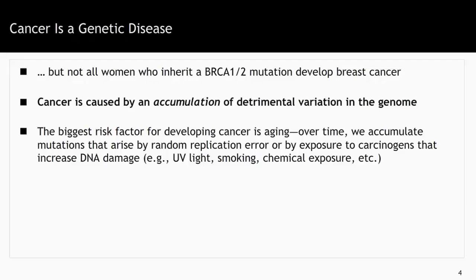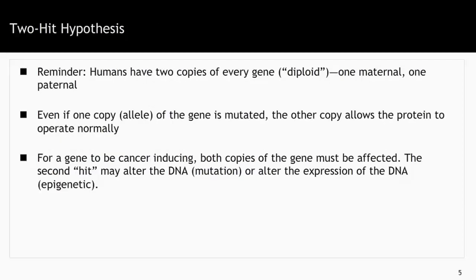The biggest risk factor for developing cancer is aging. Over time, we accumulate mutations, and this either happens by random replication error or by increased replication error due to carcinogens that cause DNA damage, as we discussed before. The two-hit hypothesis describes why not all women with a BRCA1/2 mutation get breast cancer.